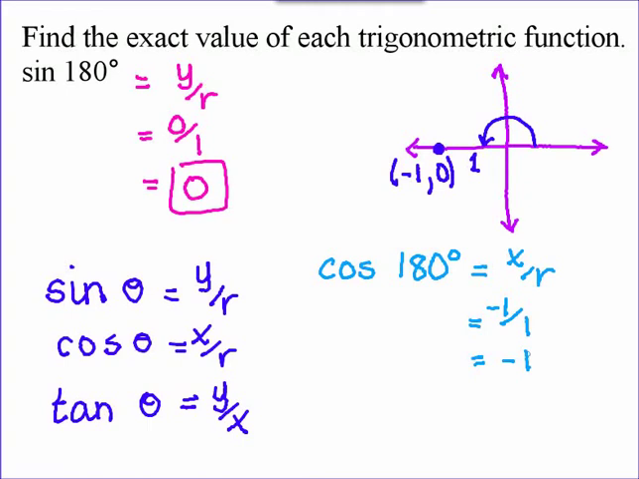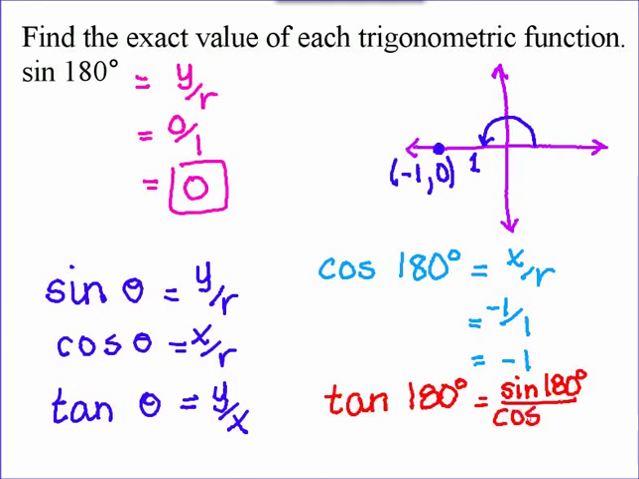we need to think now about tangent. What do we know about tangent? Tangent is y over x. Another way to view tangent, I know that tangent is defined as sine over cosine. So I can find my sine of 180 and divide it by my cosine of 180. The sine of 180 I found was 0, and the cosine of 180 is negative 1. So tangent at 180 will be 0.